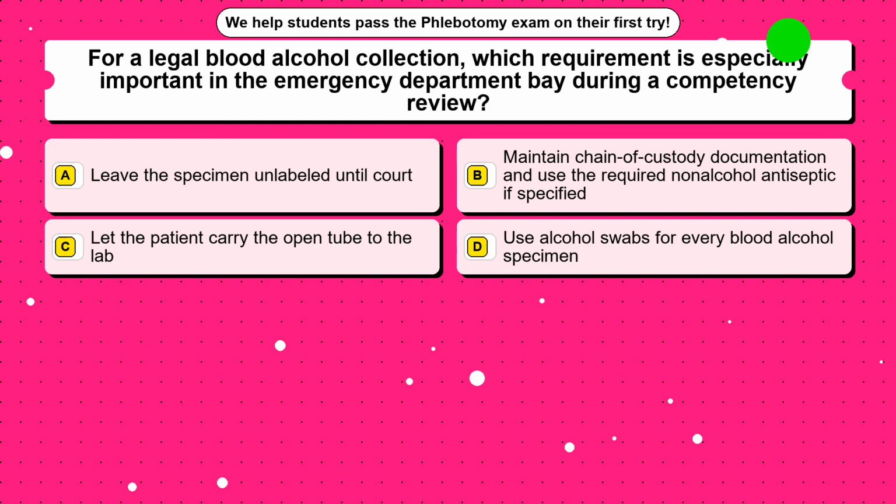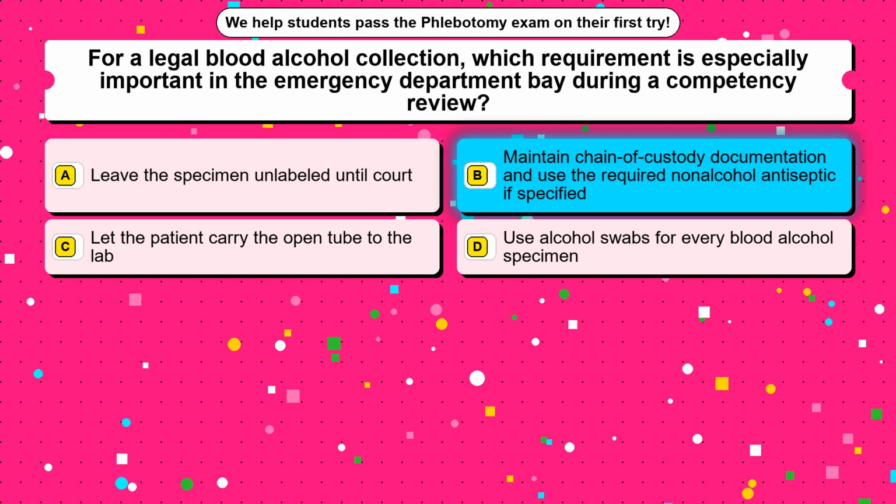Question 73. For a legal blood alcohol collection, which requirement is especially important in the emergency department bay during a competency review? Option A. Leave the specimen unlabeled until court. Option B. Maintain chain of custody documentation and use the required non-alcohol antiseptic if specified. Option C. Let the patient carry the open tube to the lab. Option D. Use alcohol swabs for every blood alcohol specimen.